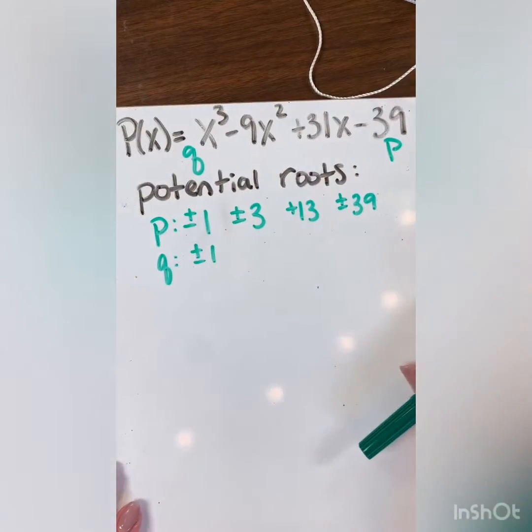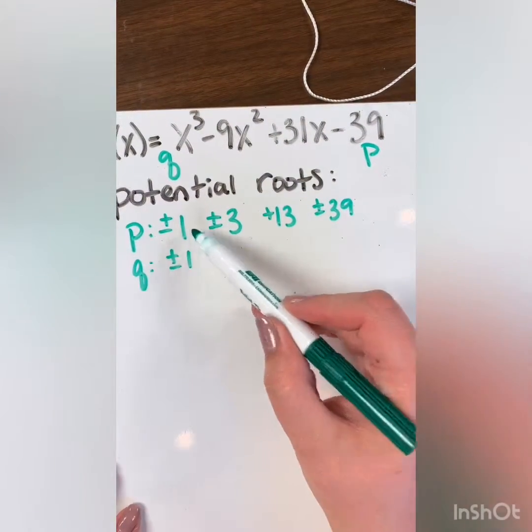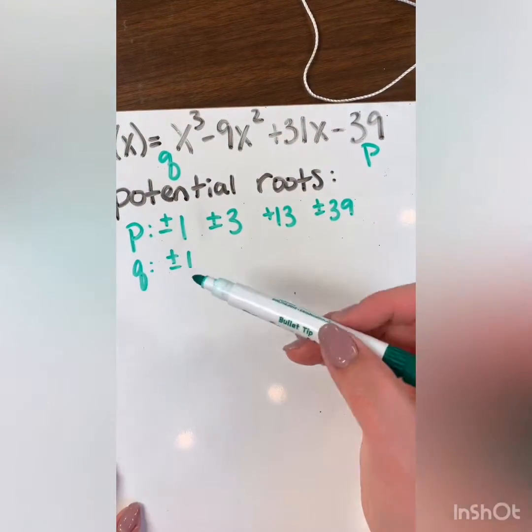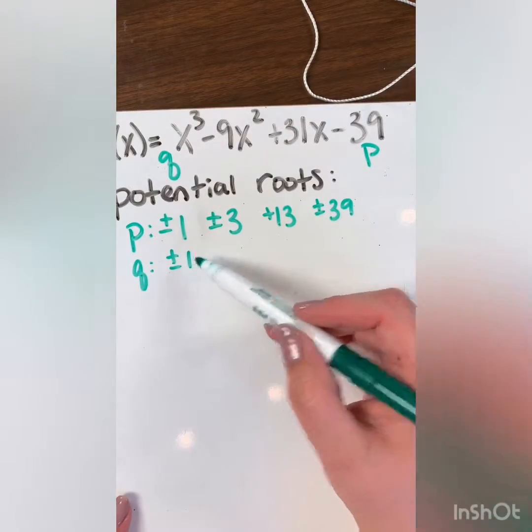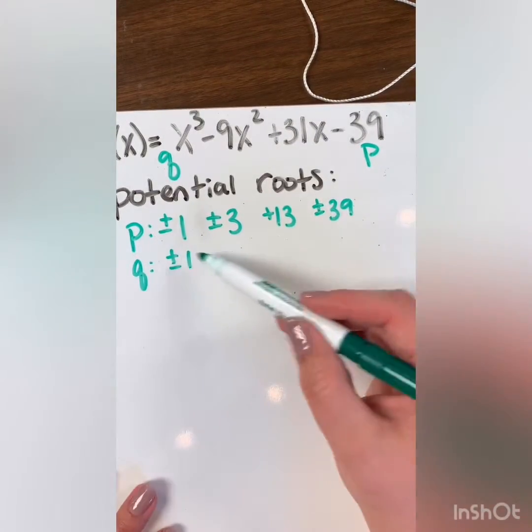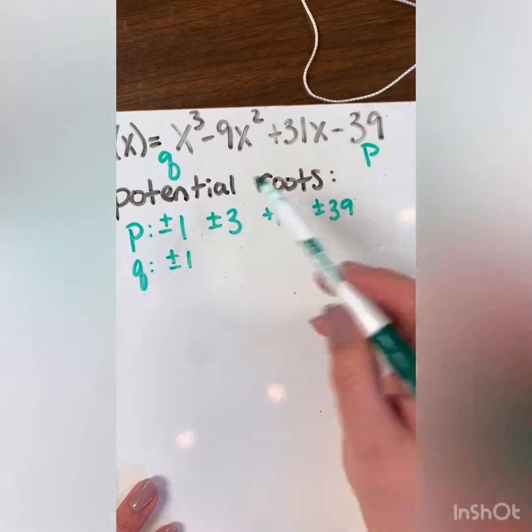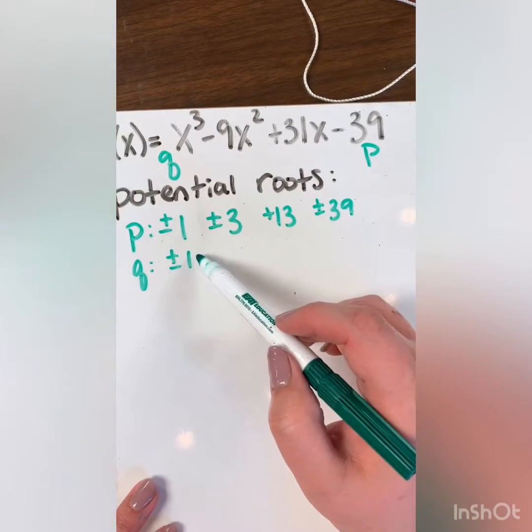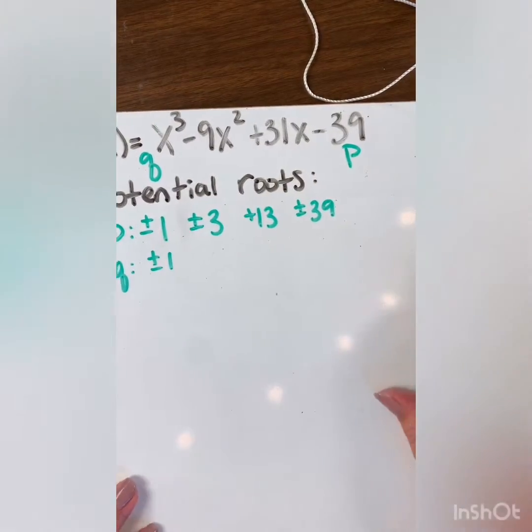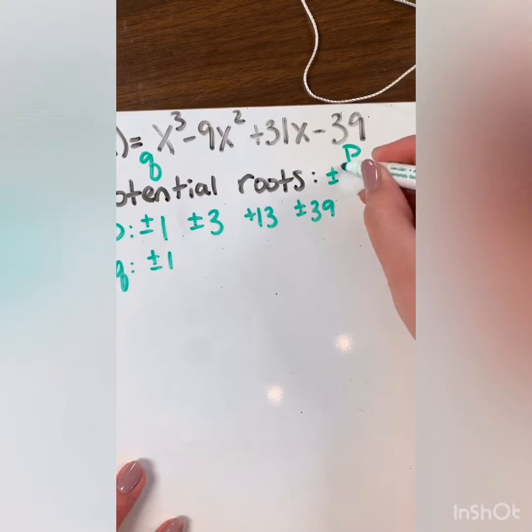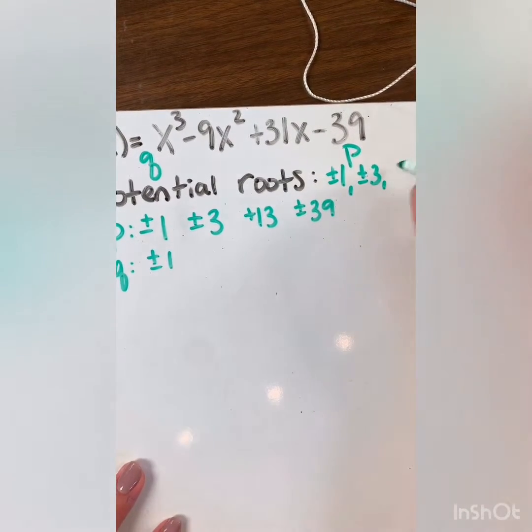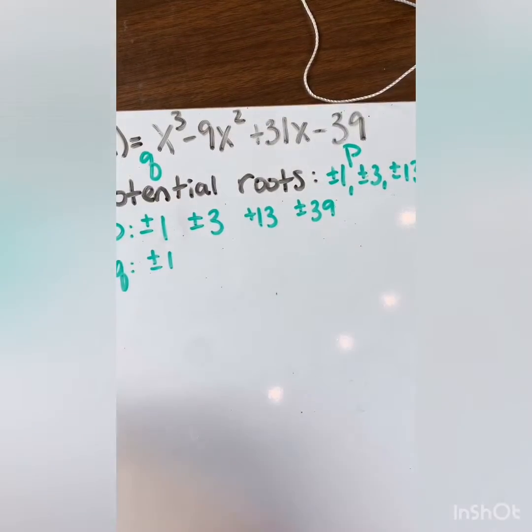Next, to find the potential roots, we're going to divide each P by each of the Q's. So in this case, that's not much work because the Q's are just 1, but sometimes you might have other numbers down here, so you'll have some fractions. In this case, if I divide each of these by 1, it's just the number itself. So my list of potential roots is 1, 3, 13, and 39.